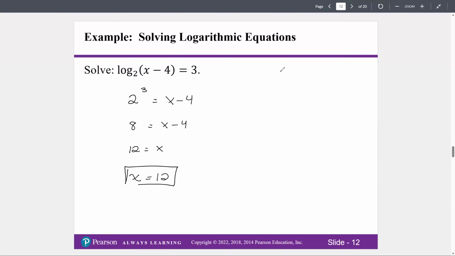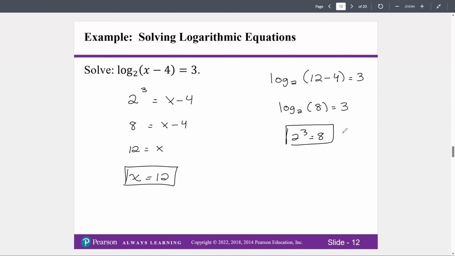Something was wrong there. So we see that log base 2 of (12 minus 4) should equal 3. So a log base 2 of 8 should equal 3. So what power do we have to put on 2 to get 8? Well, that's going to be 3. So we have verified it. This is my correct answer.